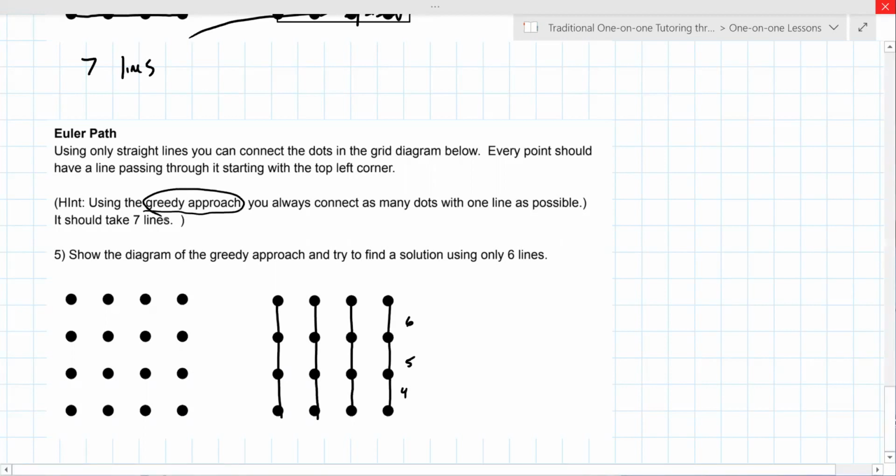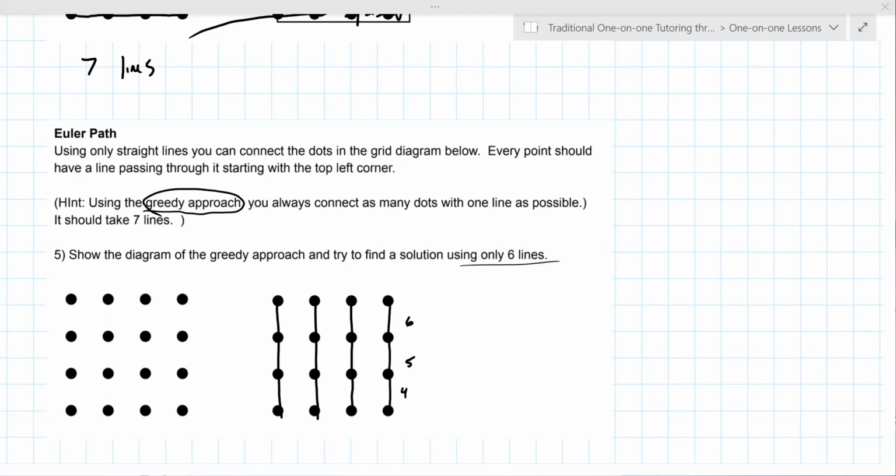Maybe. I mean, the greedy approach would be the minimum number. It just says try and find a solution, so it's probably showing that it can only be 7 lines. Okay, so I think we can move on to the last one.